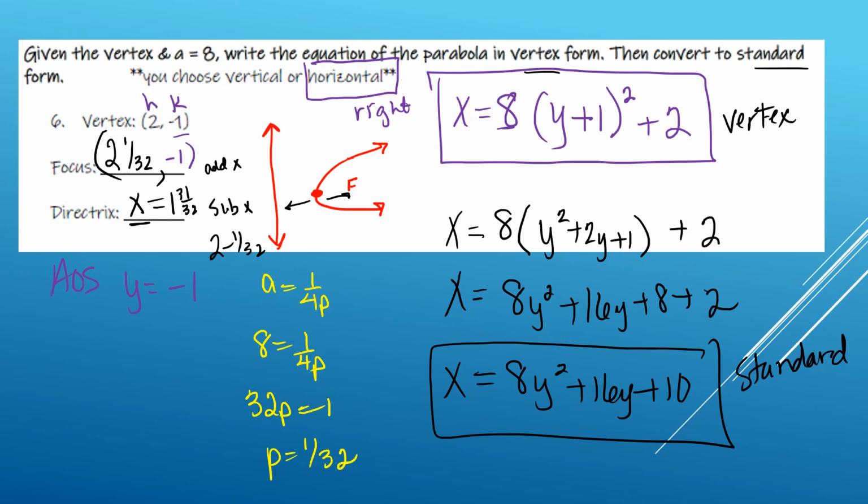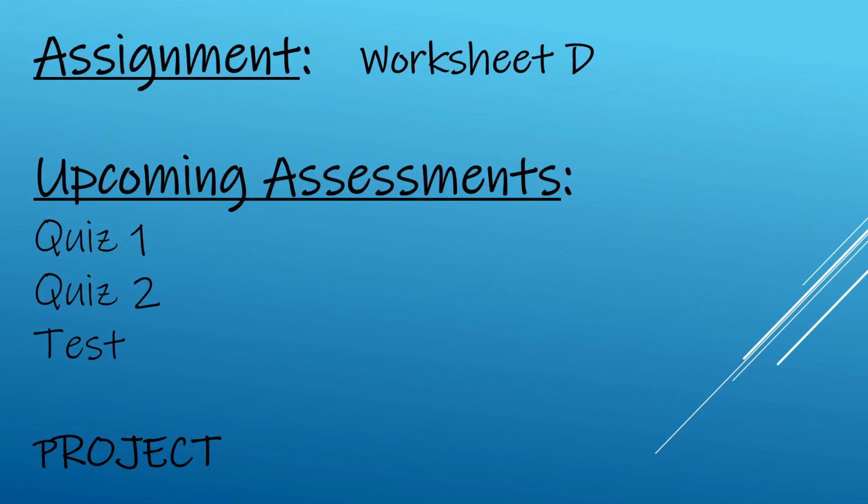Okay, great job, guys. We've gone from graphs to equations. We've been given a vertex and another value, the a, the p value, or possibly a directrix or focus, as well as a focus and a directrix, practicing both vertical and horizontal for each of these.